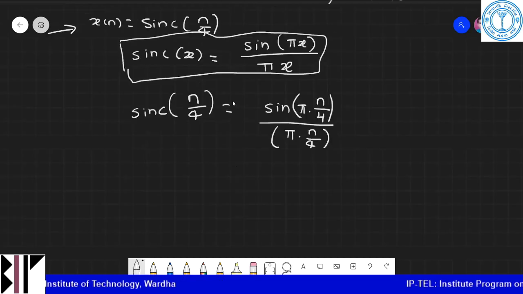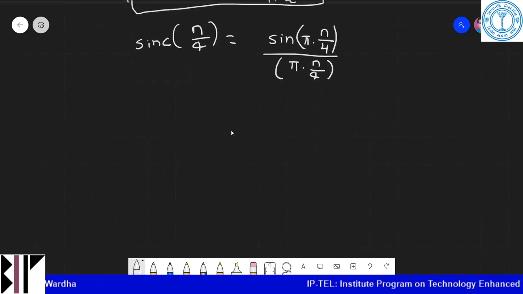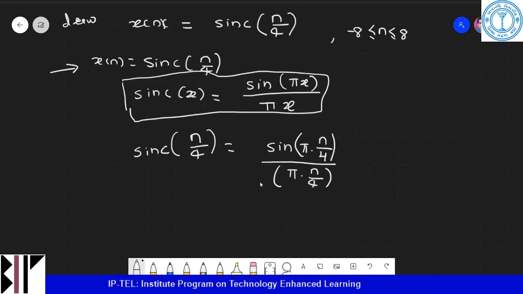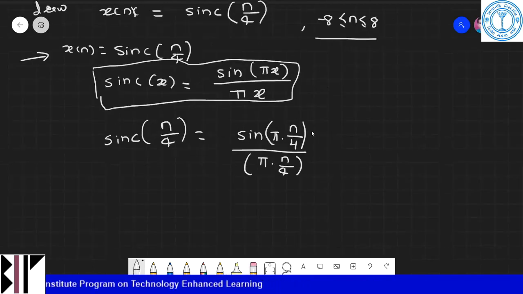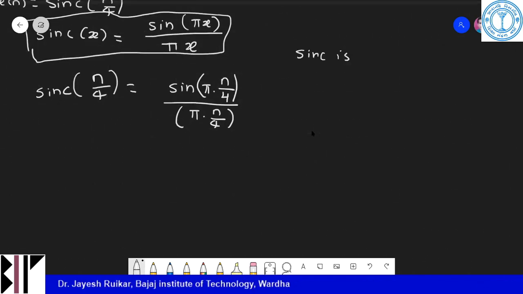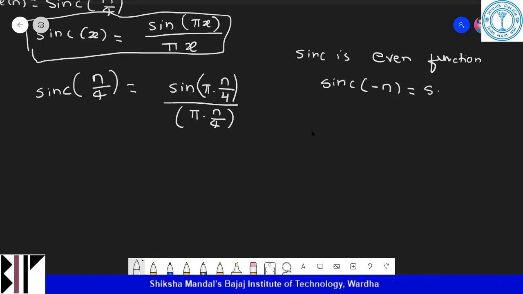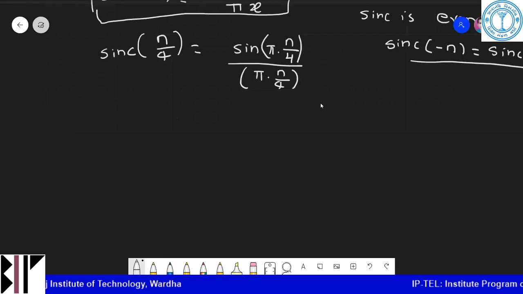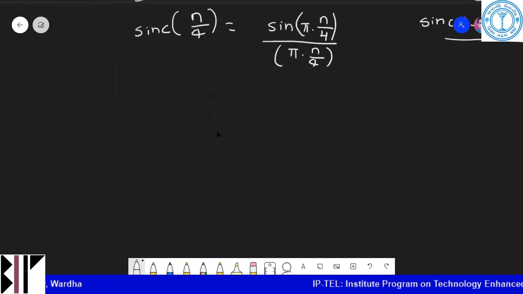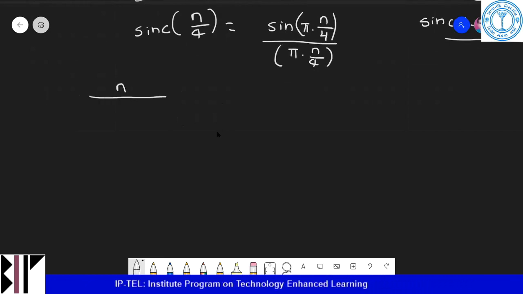Now you have to put all the values of n. So we'll make a table for this, because our n will be moving from -8 to +8. And you know that the sinc function is an even function. The definition of an even function is that sinc of minus n is equal to sinc of n. So let us now put these values of n. So we have, this is n.